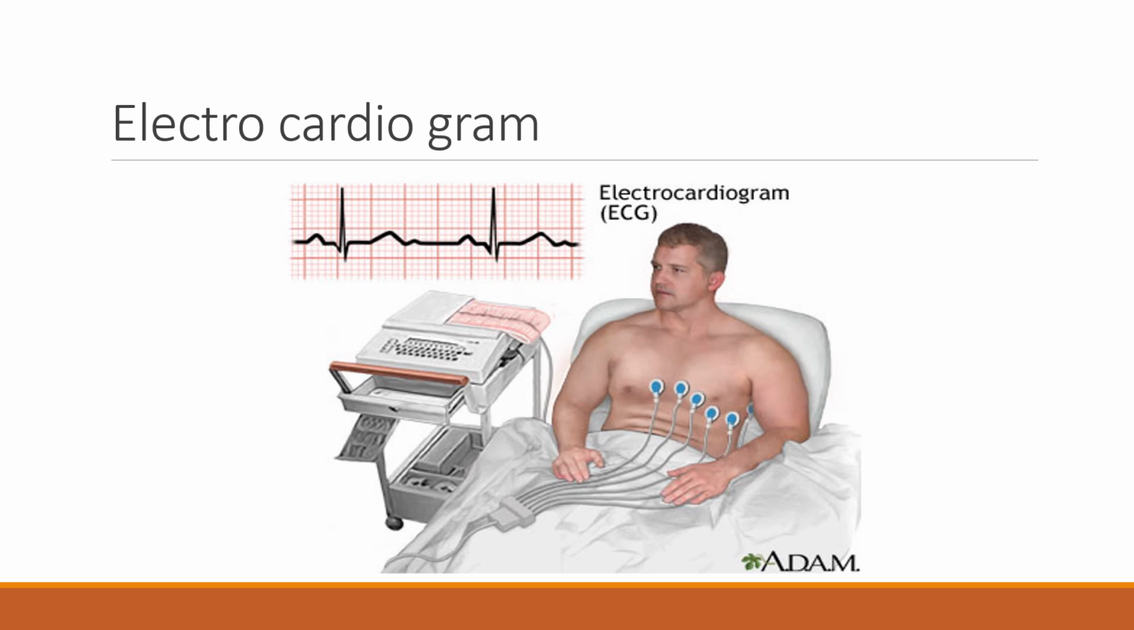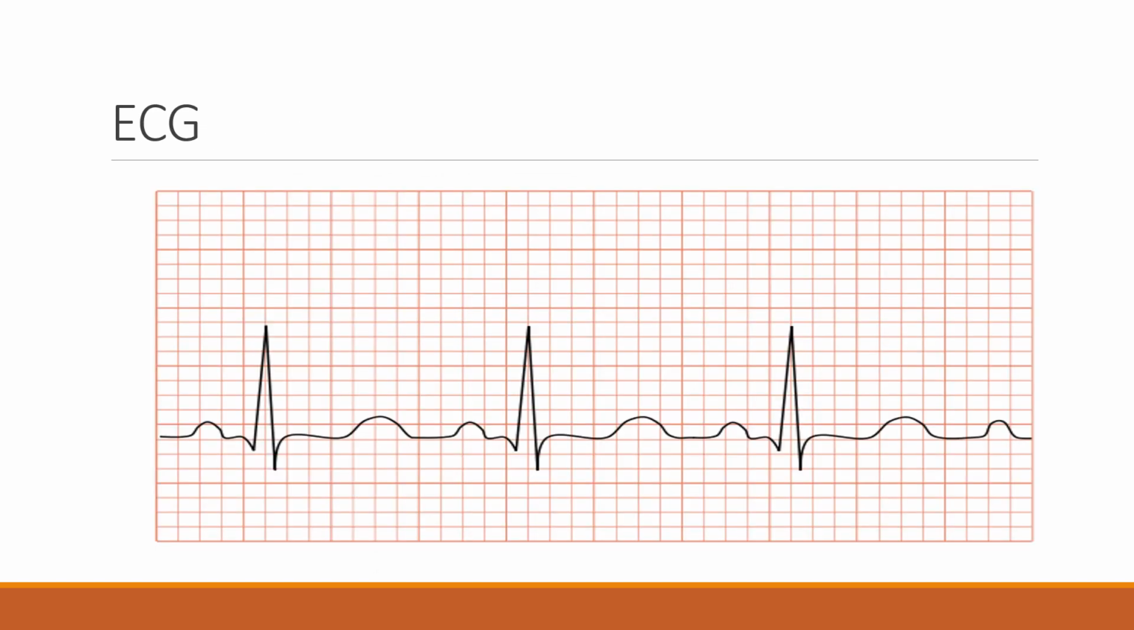If there is an error with the heart, it can be recorded by an instrument which is called an electrocardiogram. The electrical signals of the heart are recorded, and if there are errors in the beating of the heart, they will be recorded in a graph which is called an ECG.